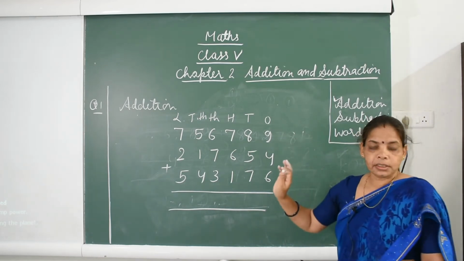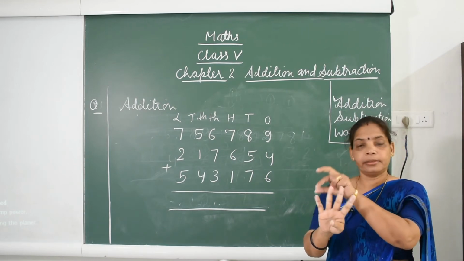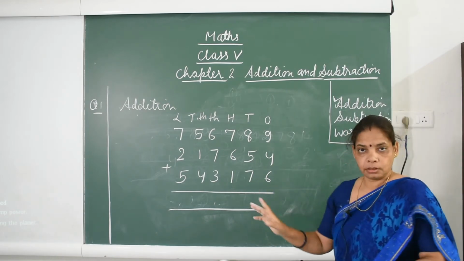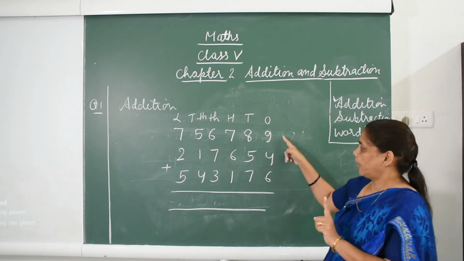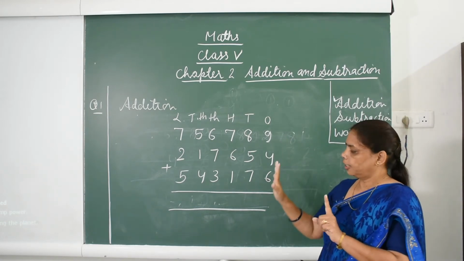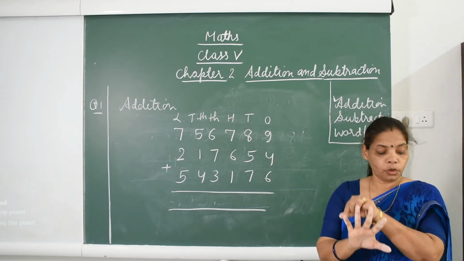So again take the largest number. 9 plus 4: 9, 10, 11, 12, 13. 13 plus 6, 6 you can consider, one finger will take here from. So 9 plus 4, 13. 13 plus 6: 7, 8, 9, 10, 11, 12.